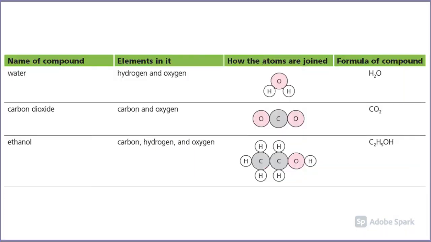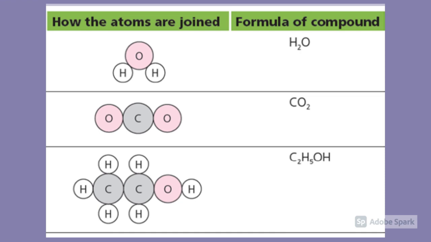Water has two hydrogen atoms joined or bonded to an oxygen atom, so its formula is H2O. Notice where the 2 is written. Now check the formula for carbon dioxide and ethanol. You should find that they are also correct. Notice that for carbon dioxide, there are 2 oxygen atoms joined onto one carbon atom. So that is the reason why we put the 2 on the right-hand side of the oxygen.